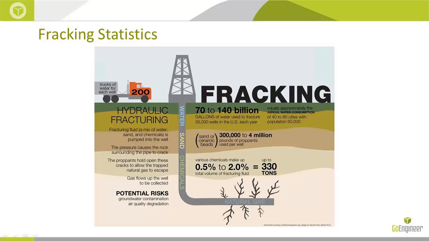Nationally, we have anywhere up to 140 billion gallons of water that are used for fracking every year. And just in one individual well, we can have as much as 4 million pounds of proppants used. And of all that fluid that's inside, up to 2% could be various chemicals. And again, I want to emphasize the volume of water and how much is used. That's enough for the consumption of 40 to 80 cities.